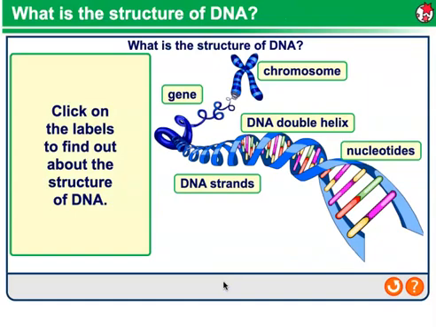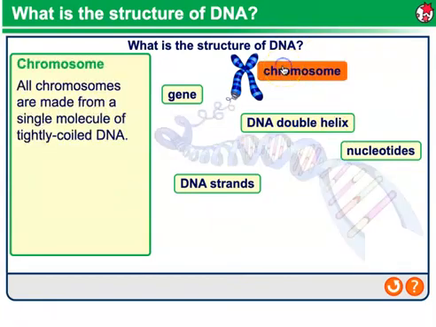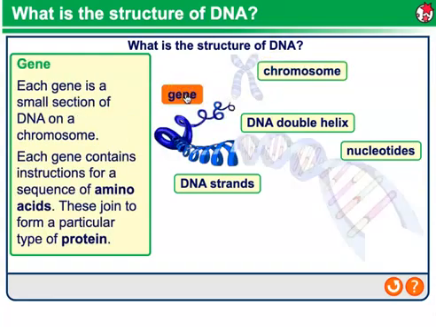So what is the structure of DNA? Let's start by unraveling a chromosome. All of the chromosomes are made from a single molecule of tightly coiled DNA. Genes. Each gene is a small section of DNA on a chromosome. Each gene contains instructions for a sequence of amino acids. These join to form a particular type of protein.